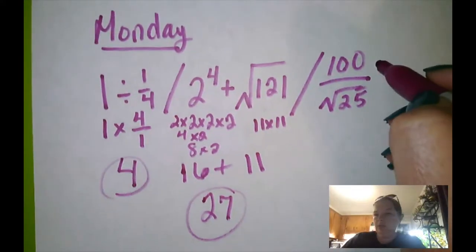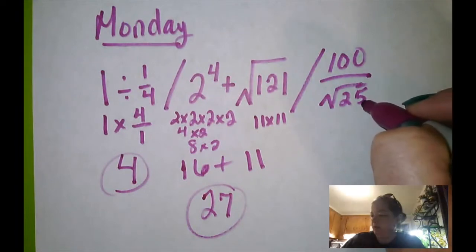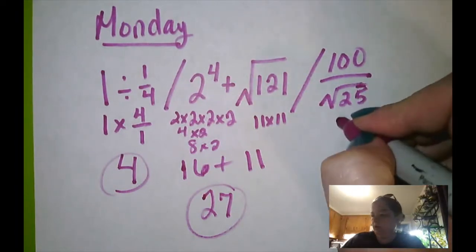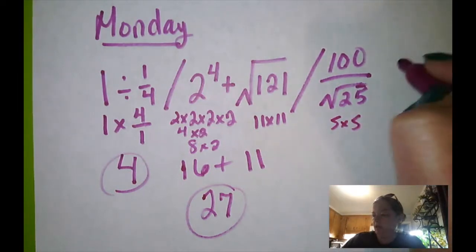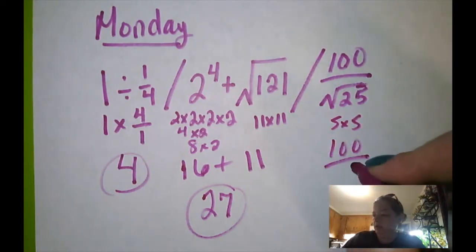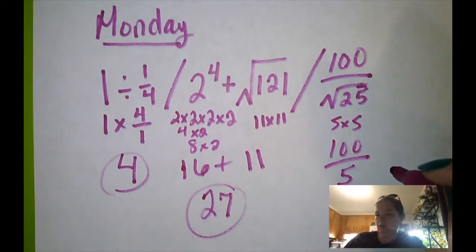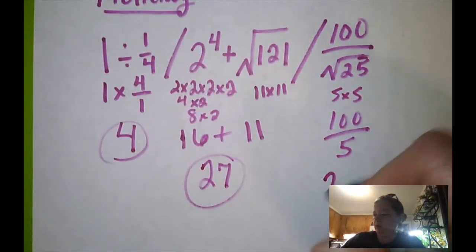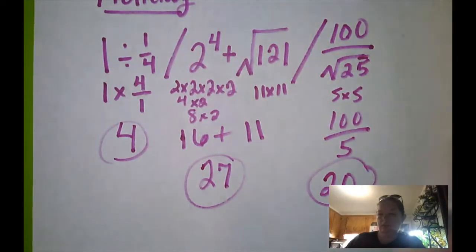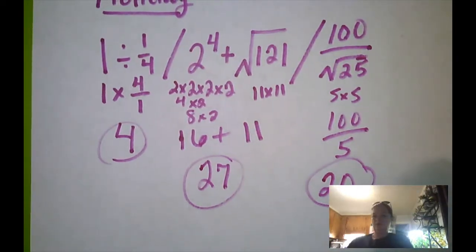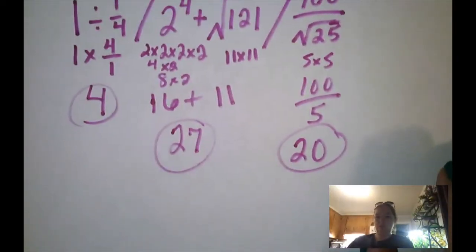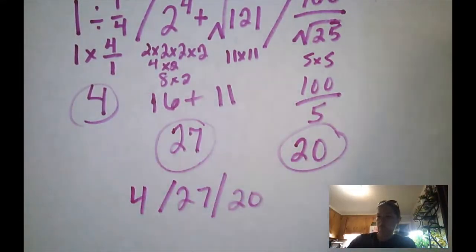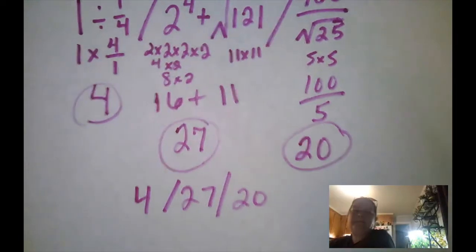And then right here, 100 divided by the square root of 25. That should be pretty quick. Y'all know that's 5 times 5. So that's actually 100 divided by 5. 100 divided by 5, which is 20. There's today's date. So today's date is 4/27/20. How y'all like that?